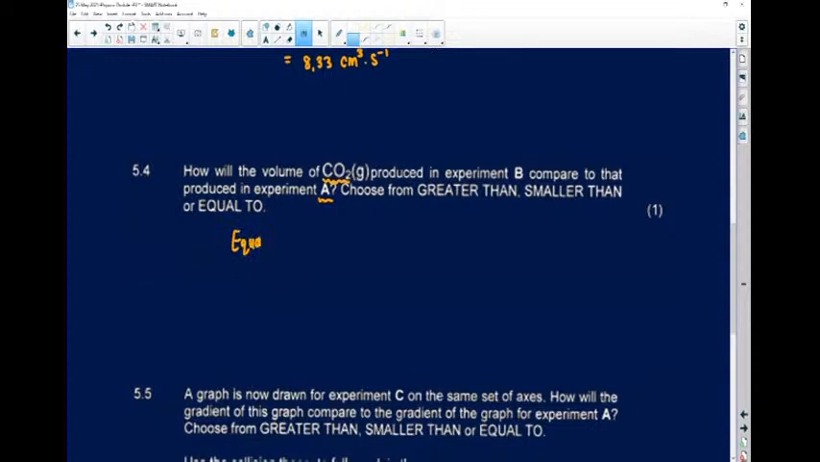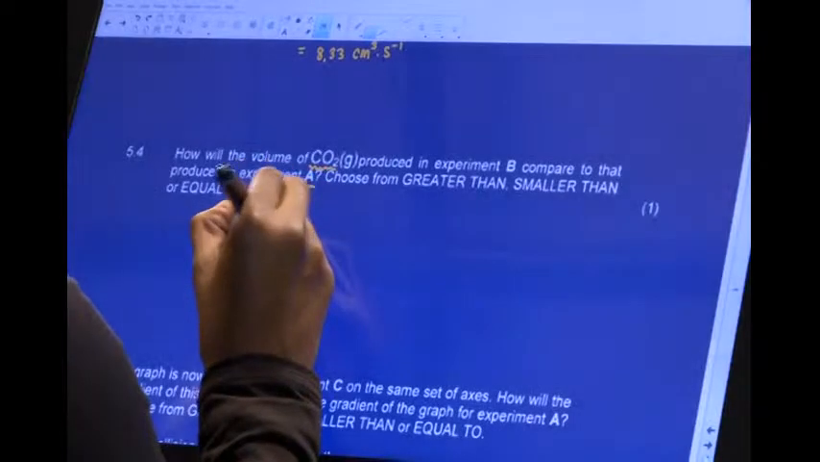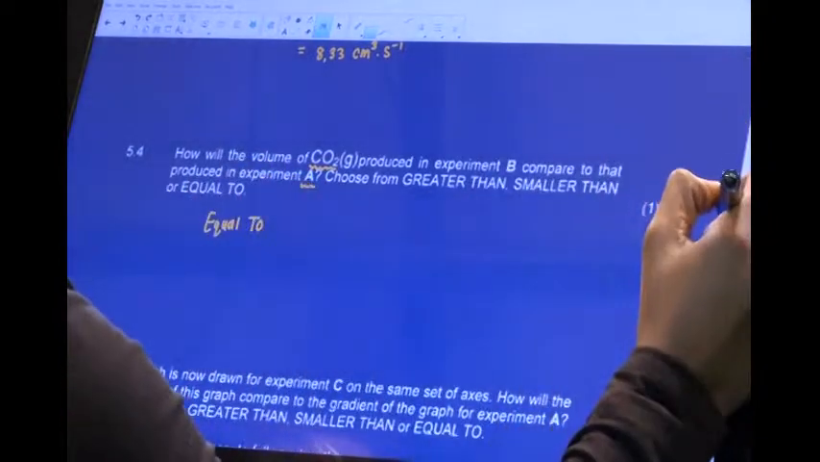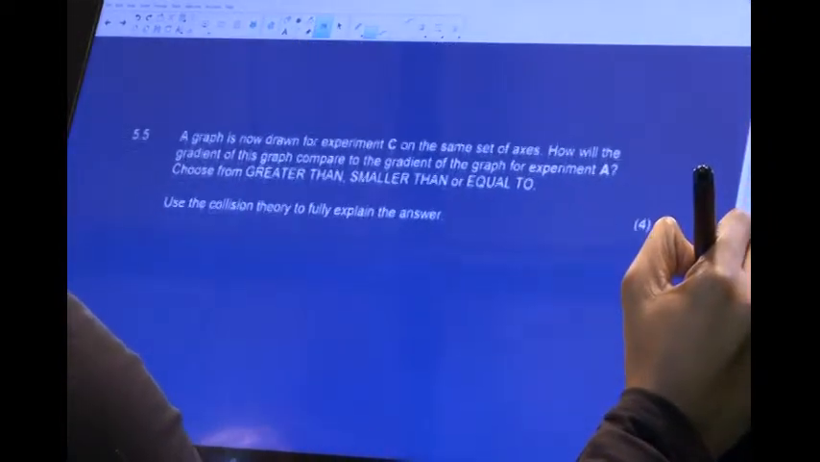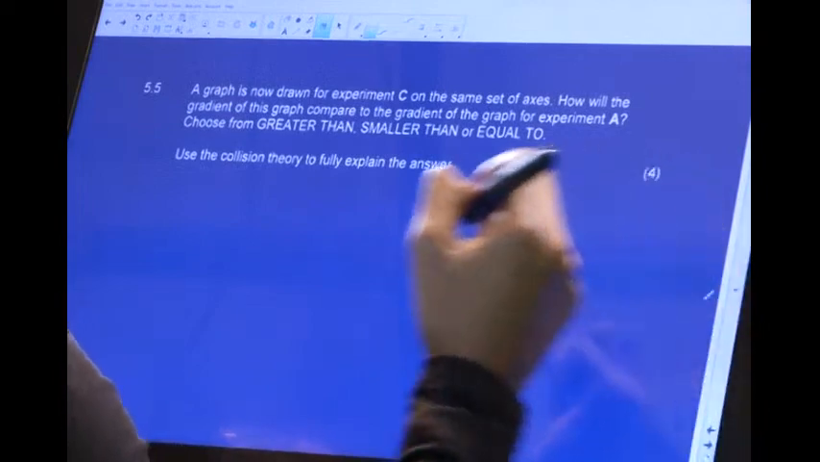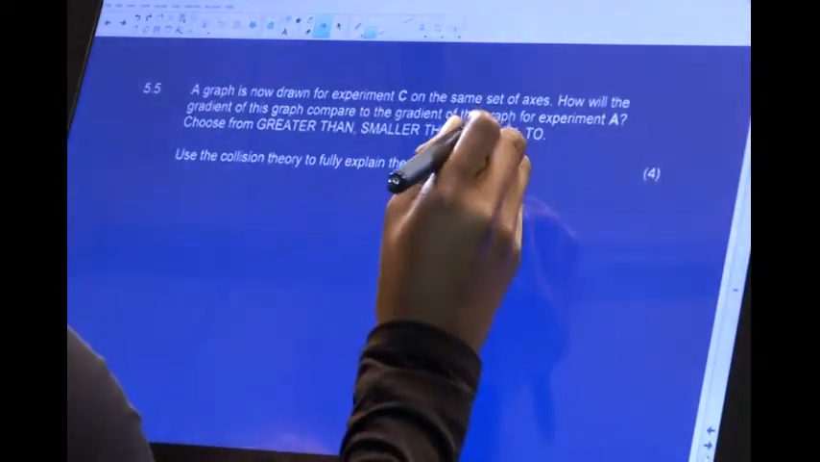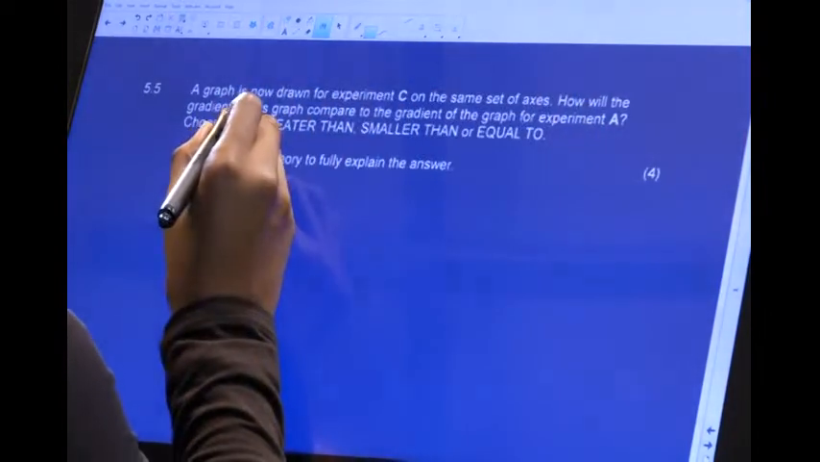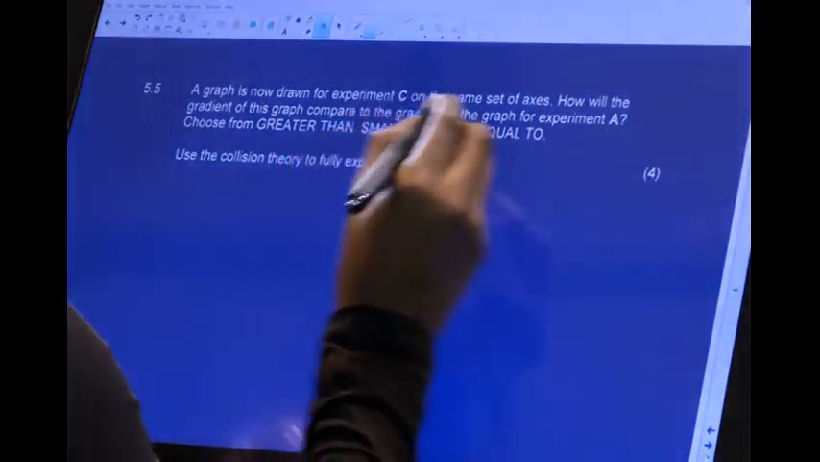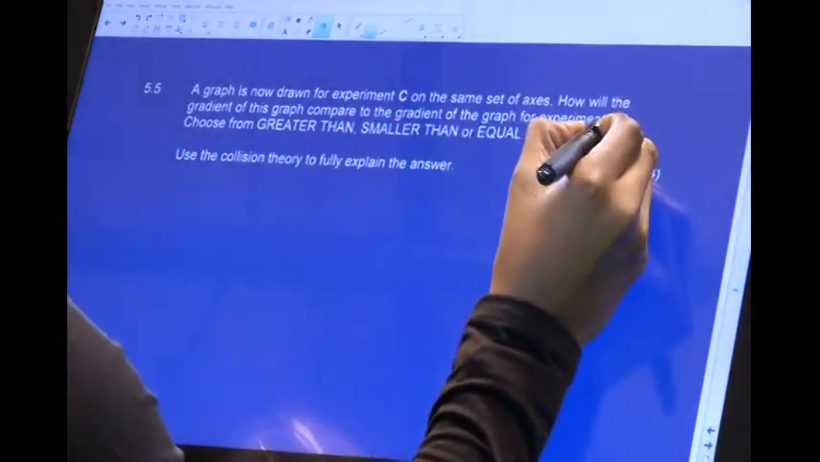Now also remember, if the examiner has said choose from greater than, only stick with that. So this was then equal to, and that was then for 1 mark. And number 5.5, a graph is now drawn for experiment C on the same set of axes. How will the gradient of this graph compare to the gradient of the experiment in A?